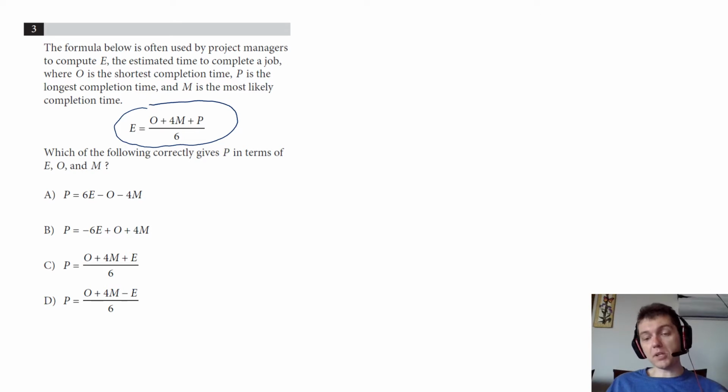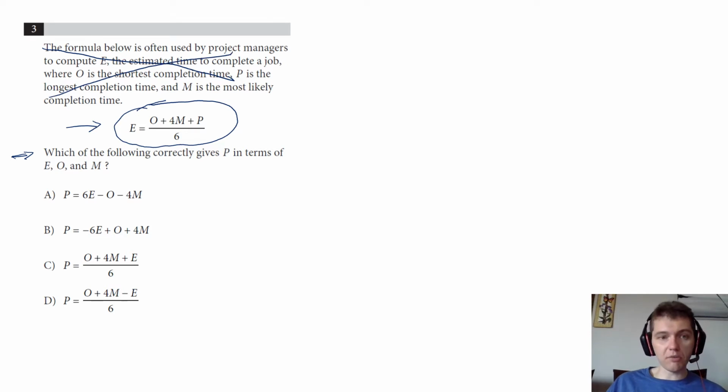I think this problem is a perfect example, and I'll probably use it in a later video, of the SAT giving you too much information, and this is really testing your ability to throw out information you don't need. For instance, they give you an equation, and the most important thing to read is the sentence right before the question mark. So it's which of the following correctly gives P in terms of E, O, and M, and you can get that from just this equation and this sentence. You can completely eliminate everything up here and still be able to solve the problem. You don't need any of this.